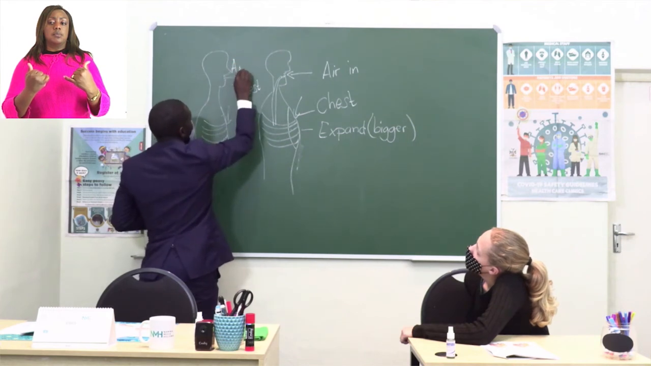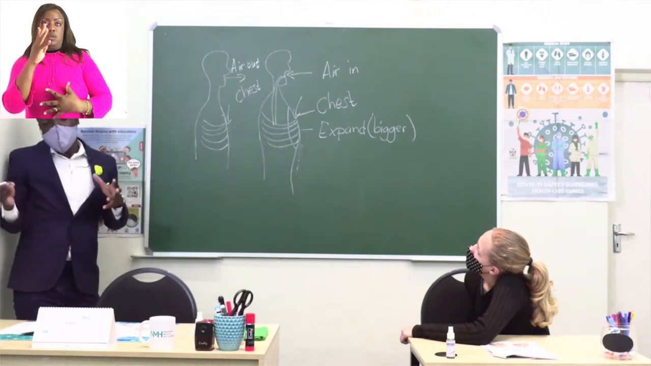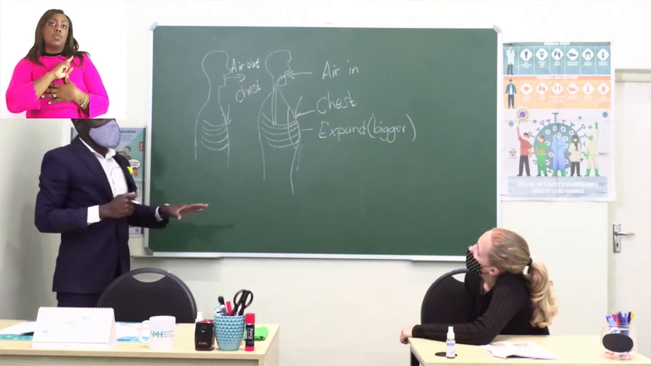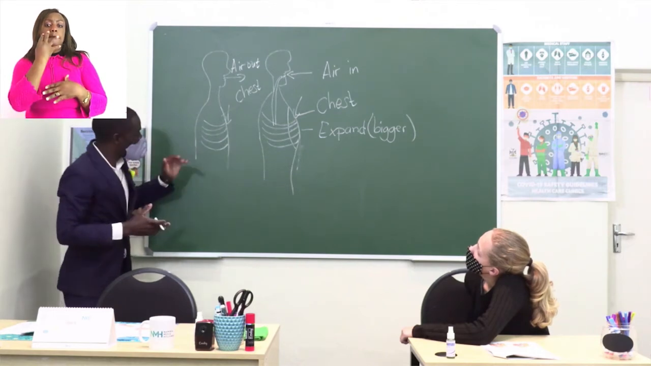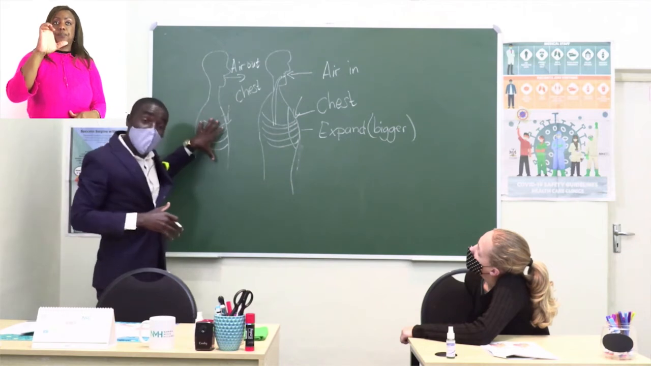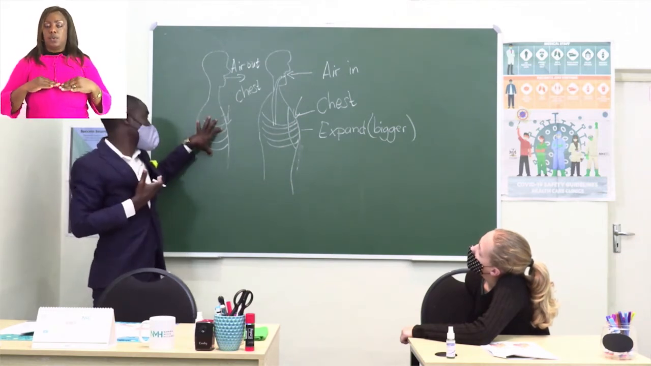Now, we are going to exhalation. Air out. Why should the chest become smaller? Okay? Why does the chest have to become smaller during the exhalation process? We are saying that now I have to empty this air from my chest or from my lungs.